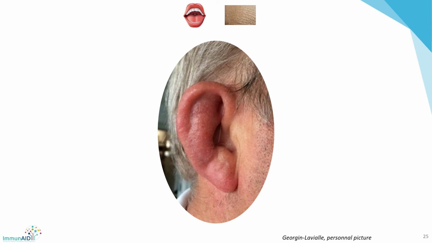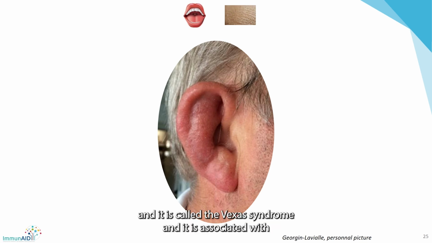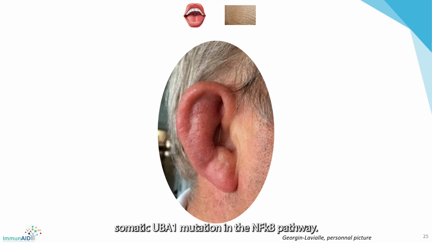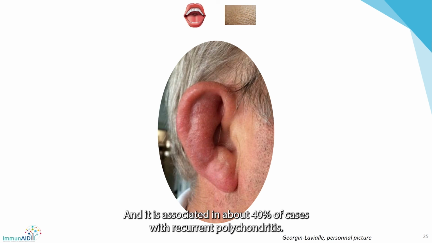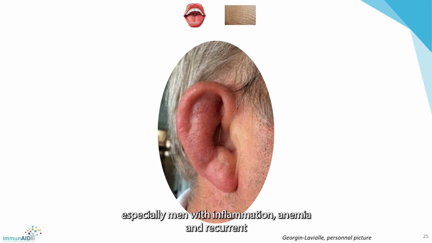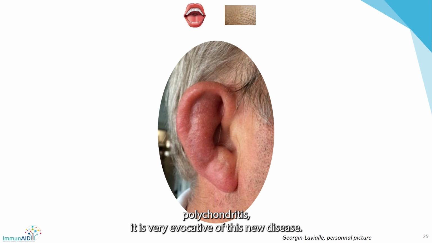And then, as I am an adult physician, a new disease was discovered 1.5 years ago by our colleagues at the NIH in the United States. It's called VEXAS syndrome, and it's associated with a somatic UBA1 mutation in the NF-kappa B pathway. It is associated in about 40% of cases with recurrent polychondritis. So here you can see an example. If you have an old patient, especially a man, with inflammation, anemia, and recurrent polychondritis, it's very evocative of this new disease.